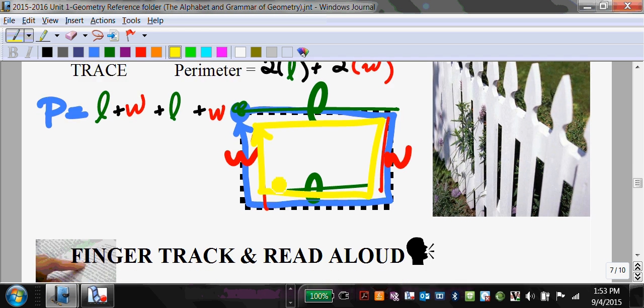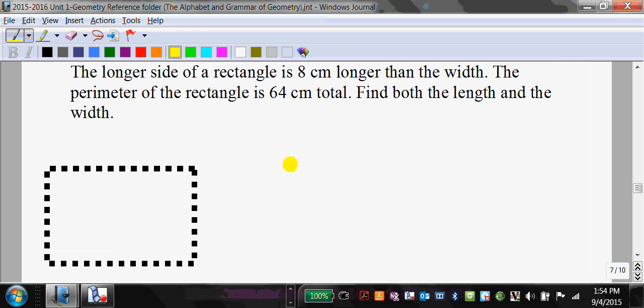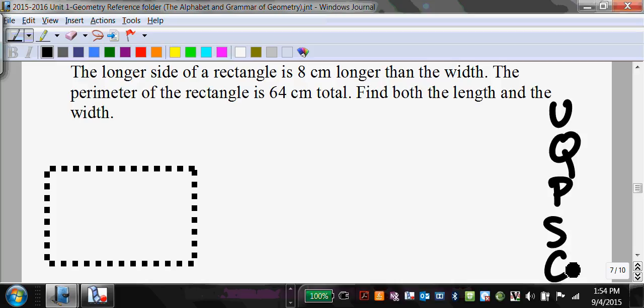Now, we're going to do two easier examples and one a little bit more interesting. In your margin, I'd like you to write U, Q, P, S, C. I'm going to model how to find understand. Understand means you're just going to organize what you already know. Put your finger right here. I'd like you to finger track and read that. You're going to make yourself an excellent Greek chorus.